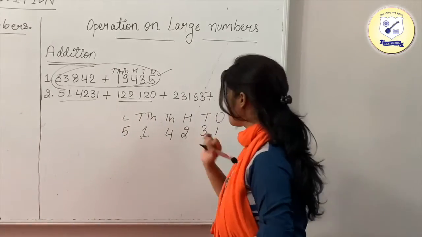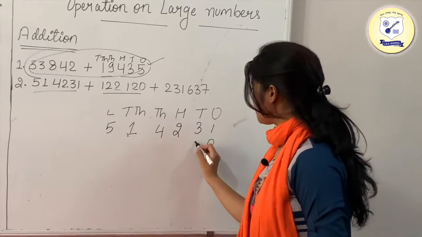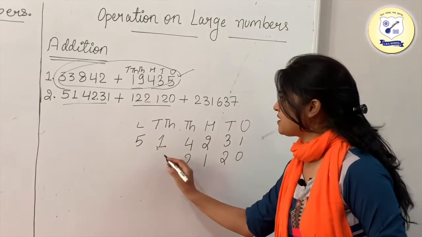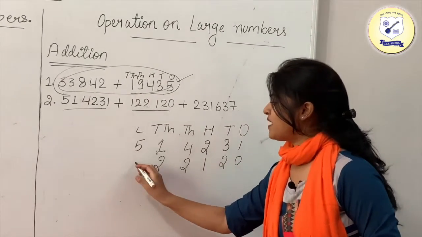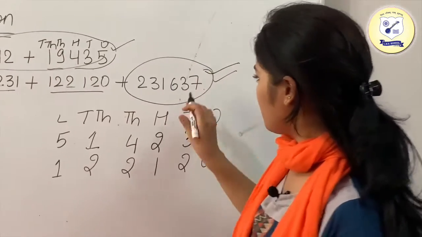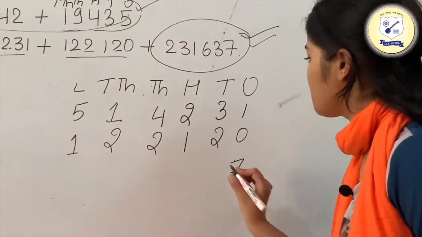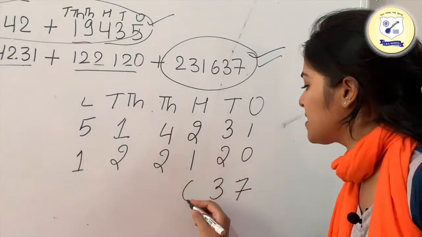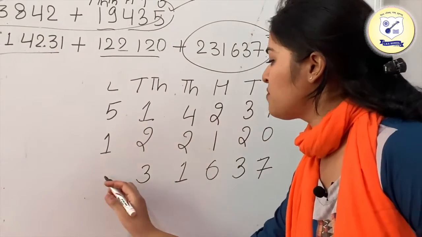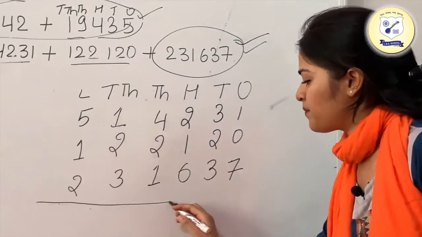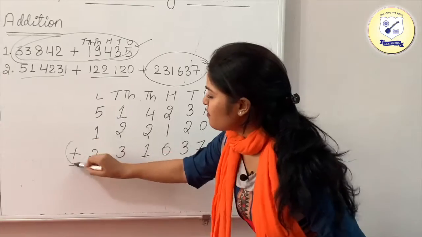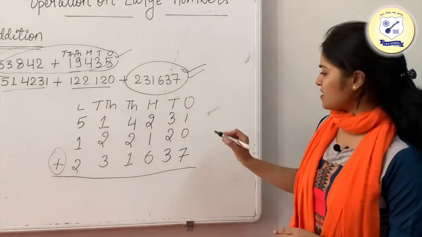Arrange it also. 0 is on ones place, 2 is on tens place, 1 is on hundreds place, 2 is on thousands place, 2 is again on 10,000 place, and 1 is on lakhs place. So now we are having the third number with us. Write it down. 7 is on ones place, 3 is on tens place, 6 is on hundreds place, 1 is on thousands place, 3 is on 10,000 place, and 2 is on lakhs place. Since we are doing addition, so just put the symbol also. This is a symbol of our addition. Okay. Now just add these numbers.